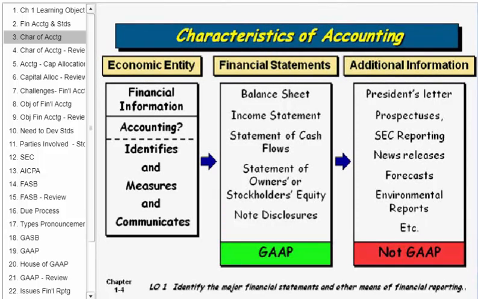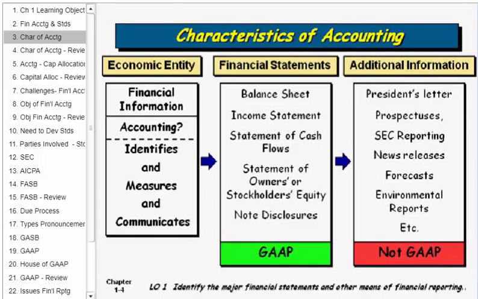Okay, we take a look at identifying and measuring and communicating information about the economic entity, and we do that by producing financial statements. And we've got 4 of them listed in the middle here: the balance sheet, the income statement, the statement of cash flows, the statement of owners' or stockholders' equity.